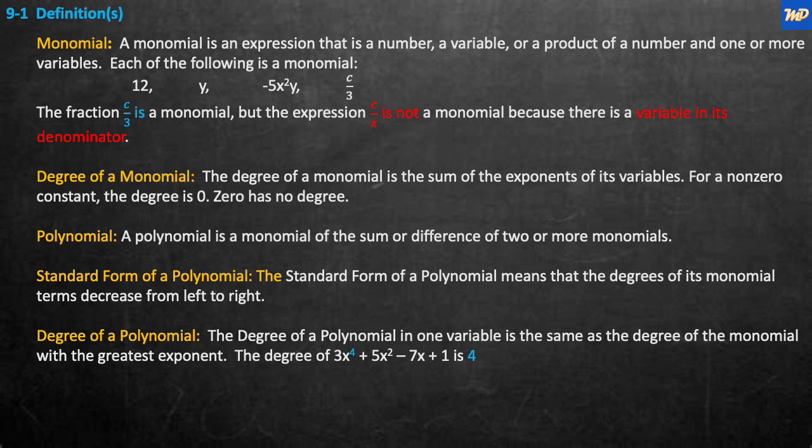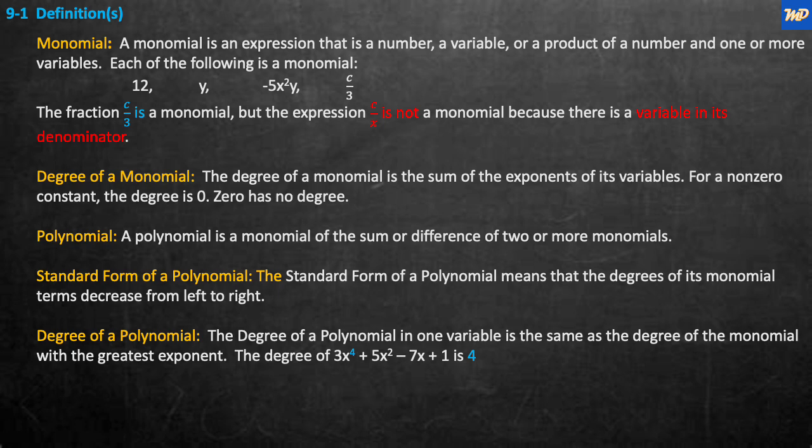The degree of a monomial is the sum of the exponents of its variables. For a non-zero constant, the degree is zero. Zero has no degree. And then a polynomial. A polynomial is a monomial or the sum or difference of two or more monomials.